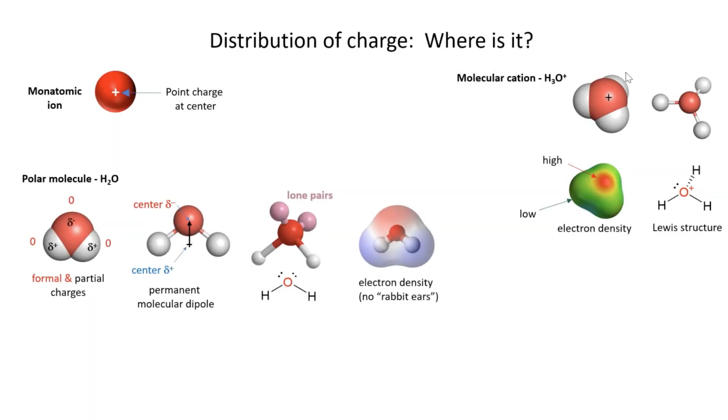Let's make water a little bit more complicated by adding an H plus to form the hydronium ion. It's shown here in 4 different ways. Now there is just 1 lone pair on the molecule, and there is a positive formal charge on the oxygen.